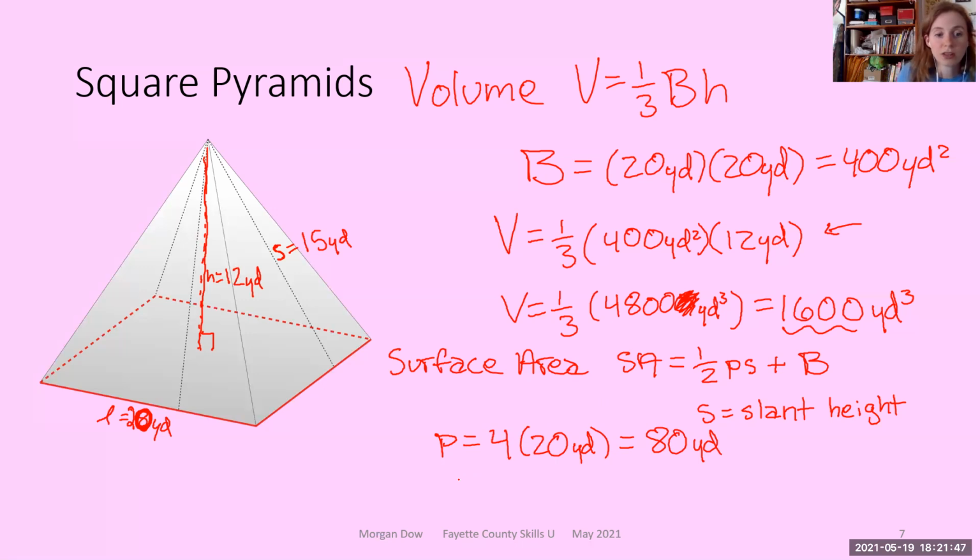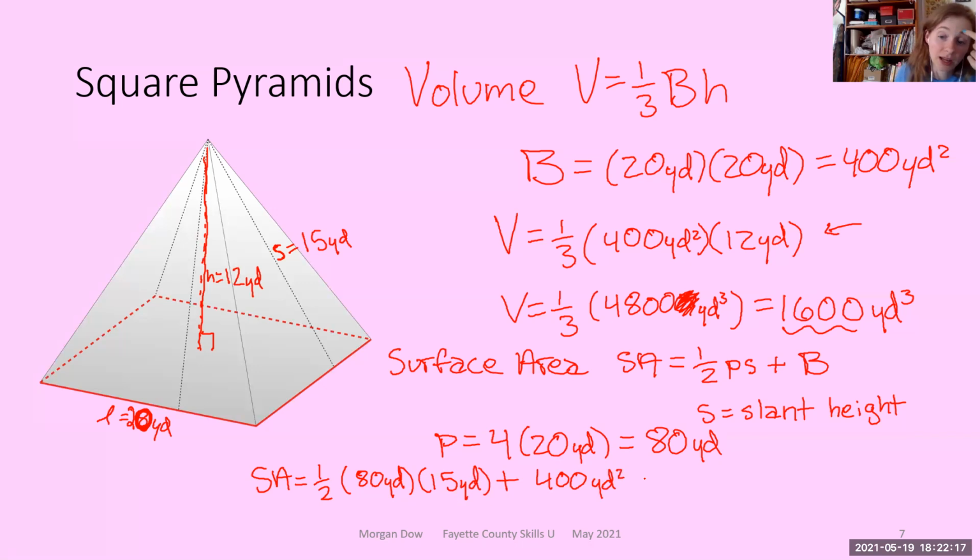Okay, and then we know that the slant height, right, it's labeled for us, it is 15 yards. So we are ready to calculate our surface area. So it's half of the perimeter times the slant height plus the area of the base, which is 400 square yards.